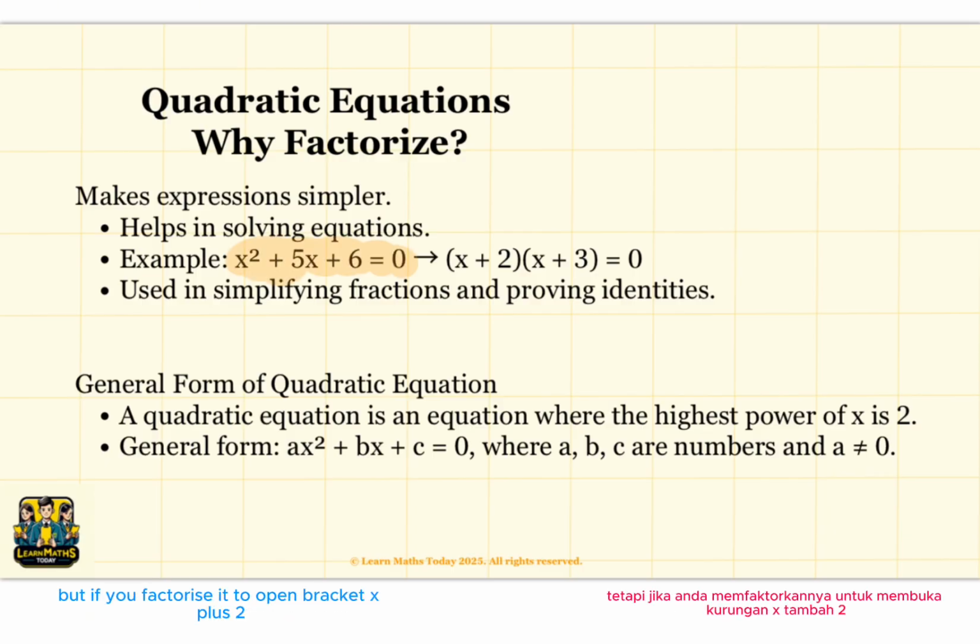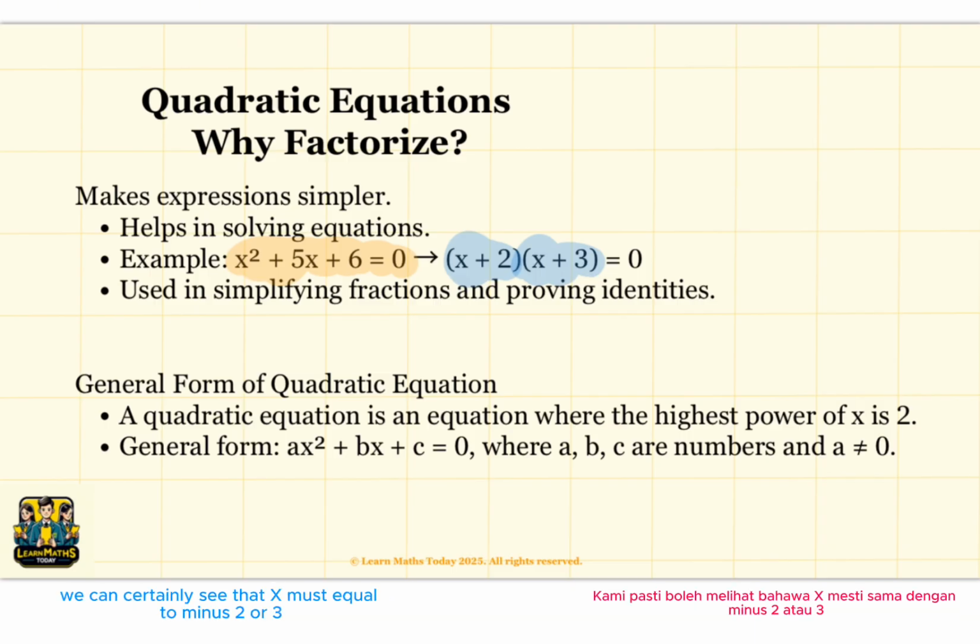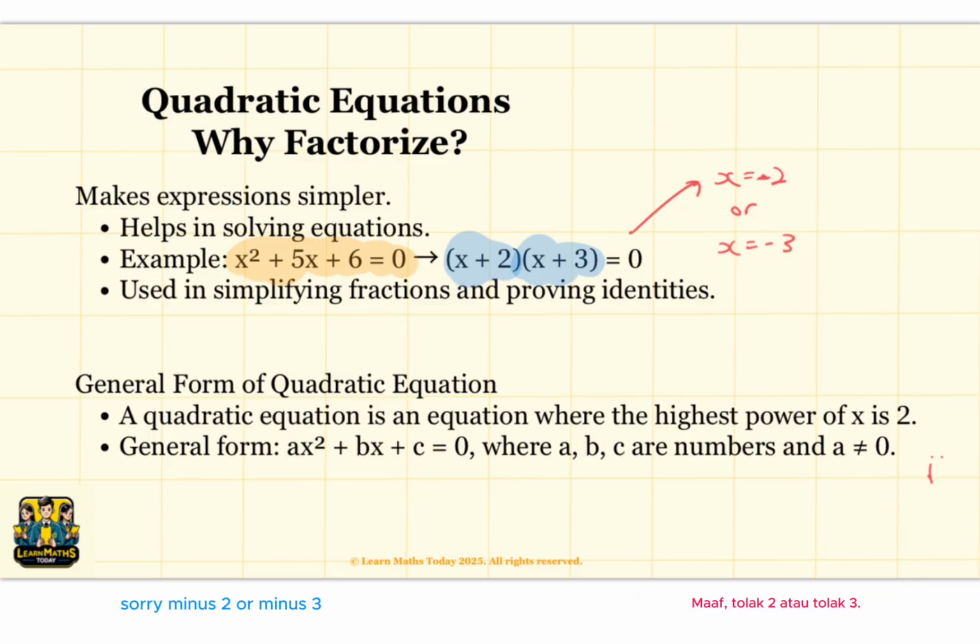This looks so complicated, but if you factorize it to (x plus 2) multiplied by (x plus 3) equal to 0, we can suddenly see that x must equal minus 2 or minus 3. This is the power of factorization.